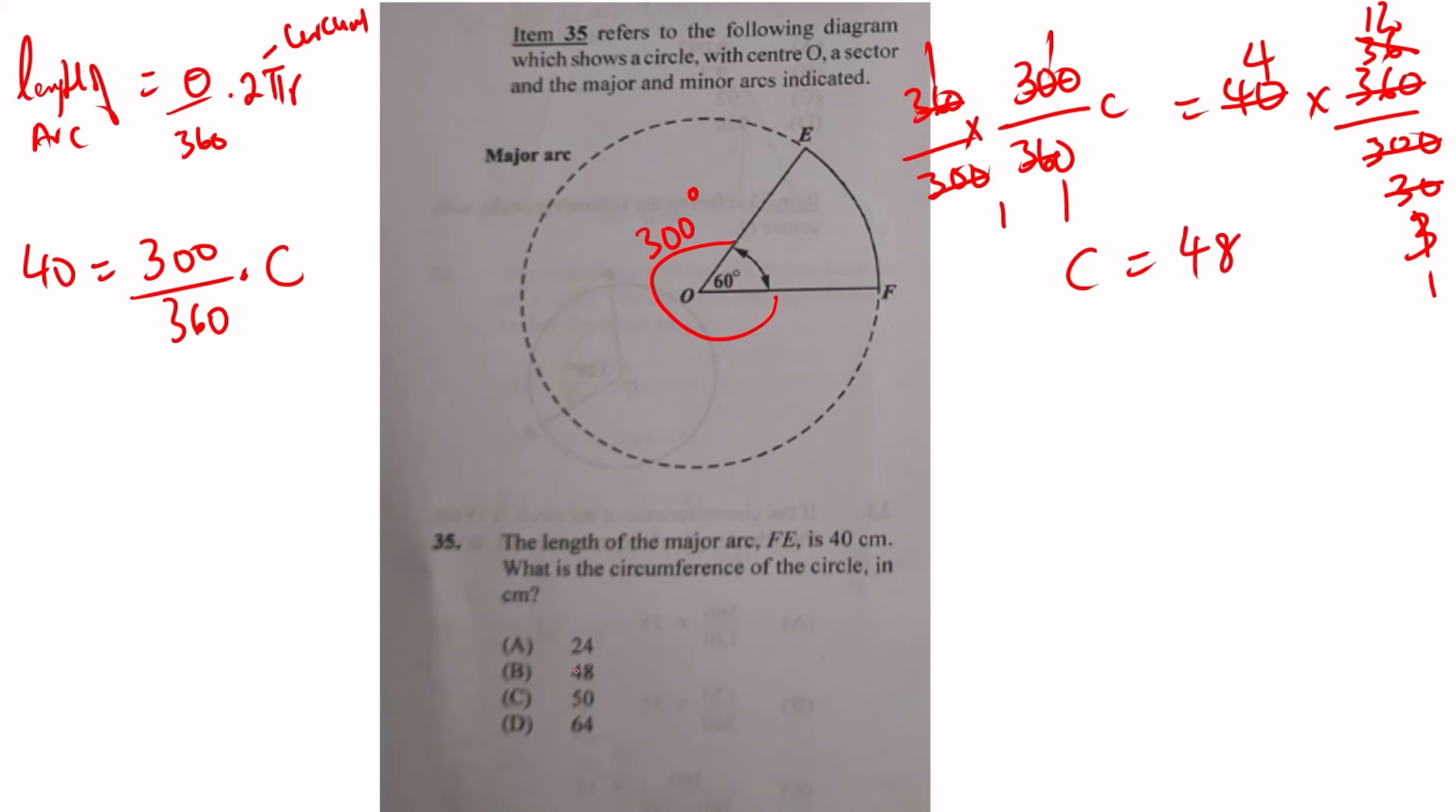So therefore, the circumference of the circle is going to be 48. So we use what we have. We know that the length of the arc is angle over 360 times 2 pi r. We know that 2 pi r is the circumference of this circle, so we can call it C. Go ahead and solve for C. So therefore you can say 2 pi r is equal to 48, or C, which is the circumference, is equal to 48.